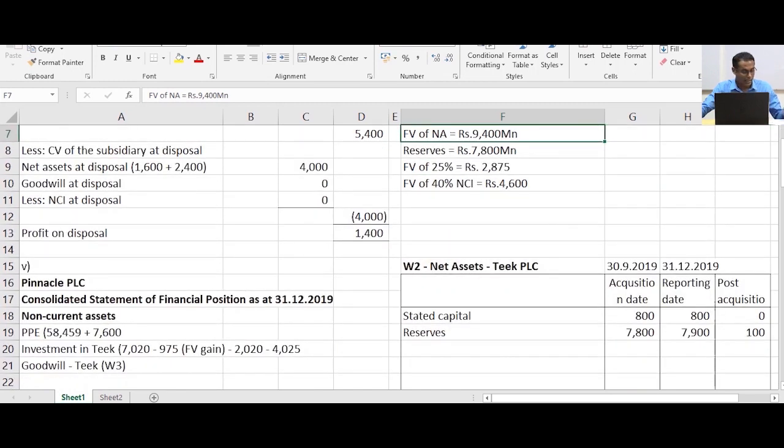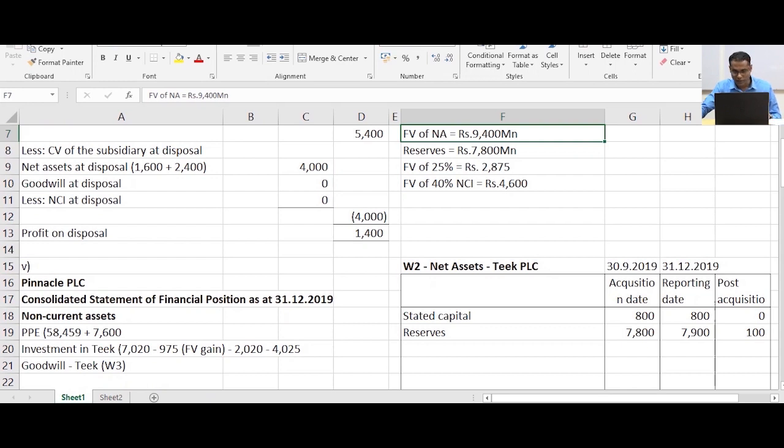9,400. Then you need to take this additional information into account after the statement of profit or loss and the other comprehensive income of Teak PLC. You have been given information. What is that? The difference between the fair value of identifiable assets and the liabilities of Teak PLC and its book value relates to the value of a plot of land. The land had not been sold by 31st December 2019.